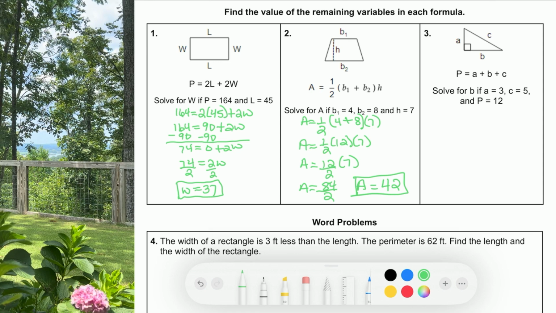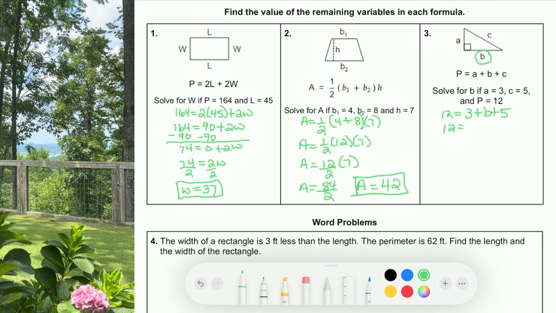Now let's look at number 3. We're looking for B, so this side right here. They give us A, they give us C, and they give us the perimeter. So let's plug those in. We have 12 equals A is 3. We don't know B, so we're still going to have plus B. And then C is 5.